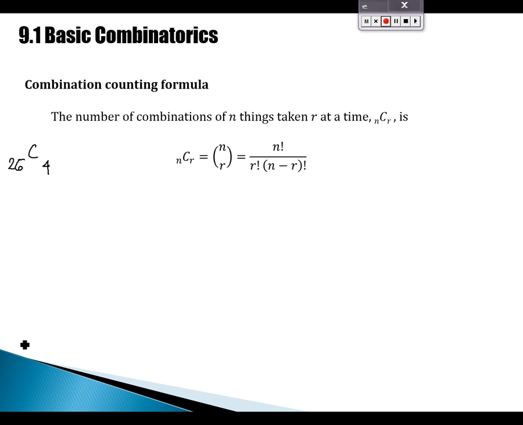All right, 26C4. Did you find that on your calculator just like you did NPR yesterday? You found that on your calculator. 26, and then go to math, PRB, number something, whatever it is. Find NCR, and then type 4. Press enter and see if you get, for that particular calculation, for example, 14950. Yes? All right, just make sure your calculator's working.